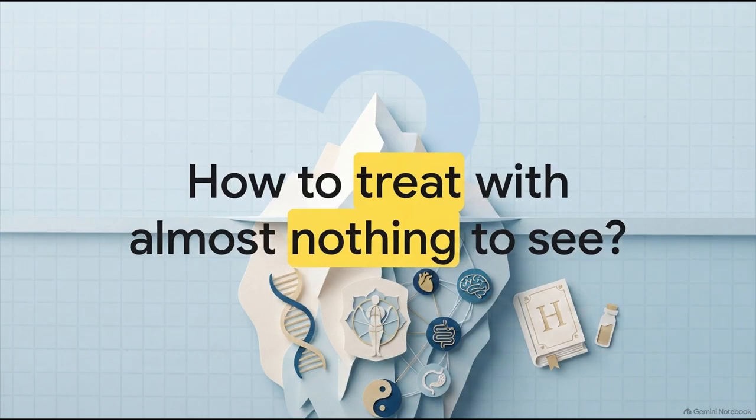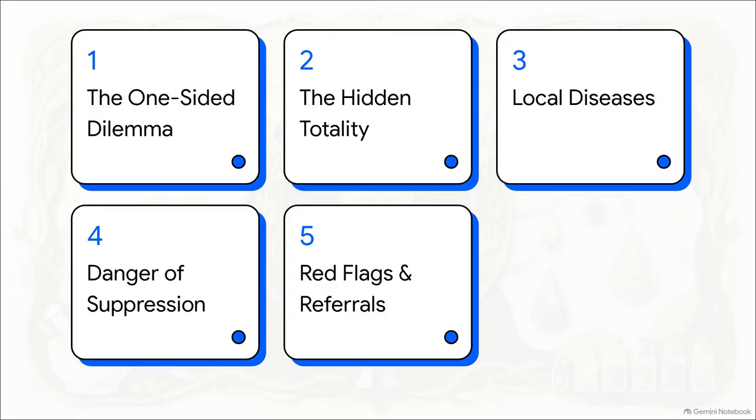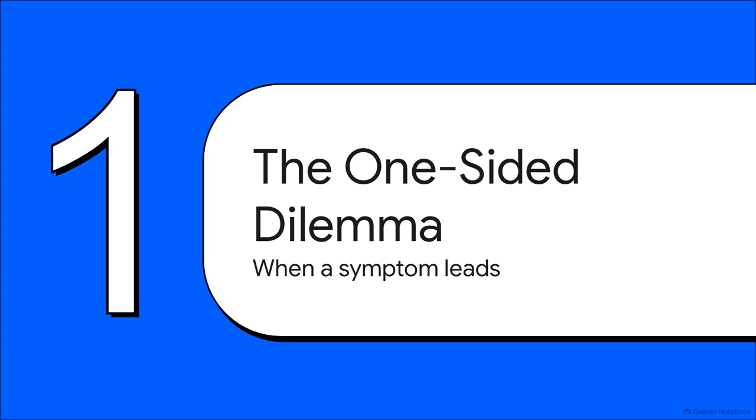Here's our quick roadmap for today. We'll cover the one-sided dilemma, uncovering the hidden totality, evaluating local diseases, the danger of suppression, and finally, red flags and referrals. All right, let's dive into section 1, the one-sided dilemma, and what happens when one symptom totally dominates the picture.